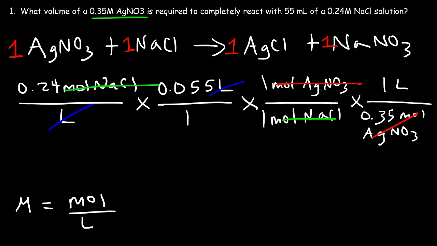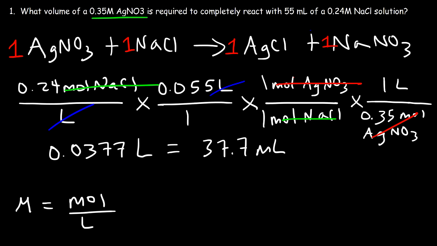So it's going to be 0.24 times 0.055 divided by 0.35. And so you should get 0.0377 liters. And if you multiply that by 1,000, that's equivalent to 37.7 milliliters. So that's the volume of silver nitrate that's required to completely react with that solution.